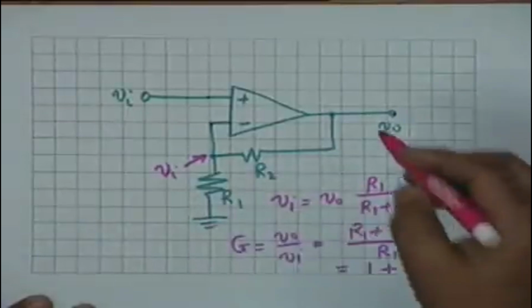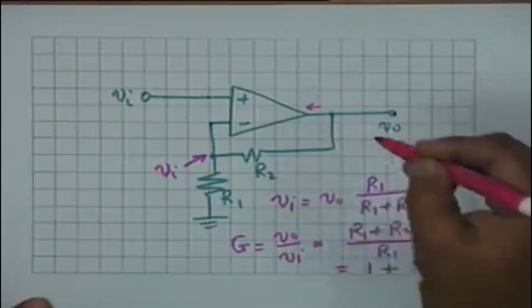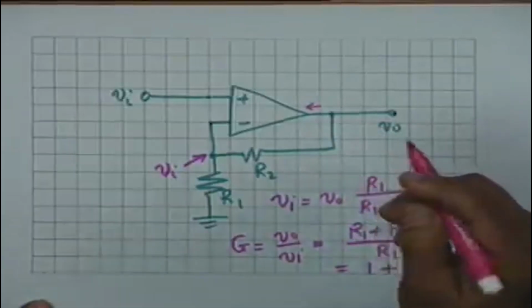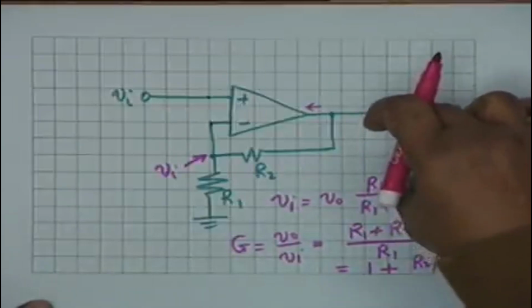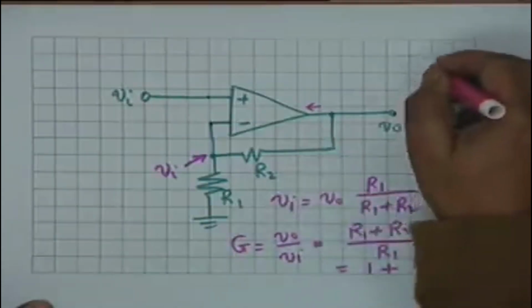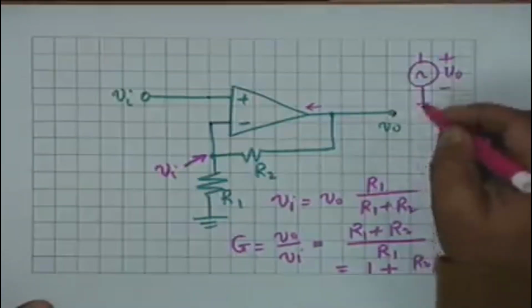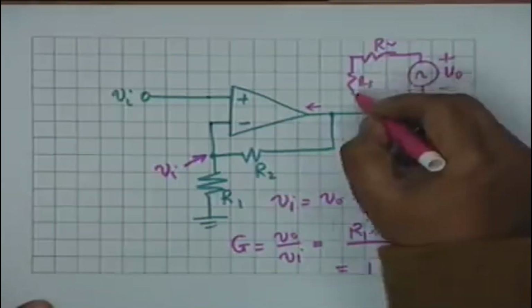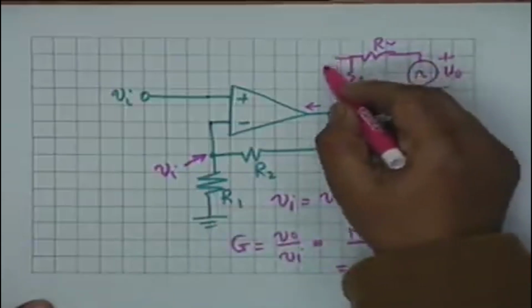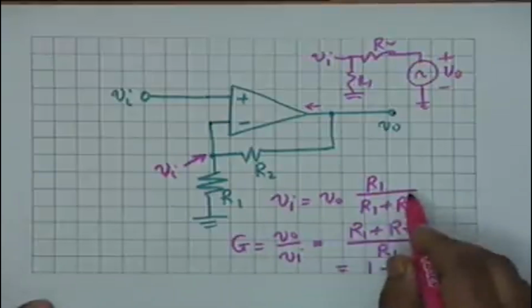Look at this path. The output impedance of the amplifier is ideally 0, and therefore this point acts as a voltage source. The equivalent circuit would be: there is a V0 here, plus minus, this goes to ground, and this comes to R2 and R1, and this is Vi. That is how we wrote this relationship.